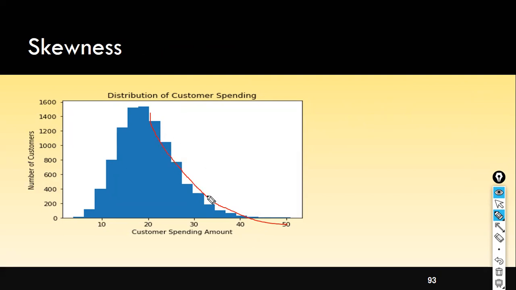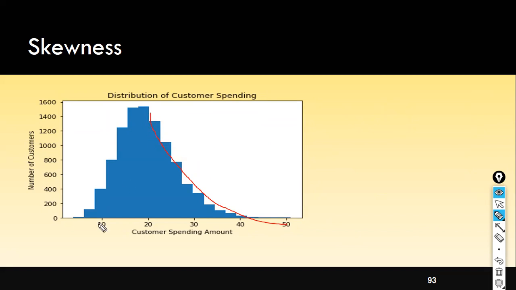On the right side, it is falling down. Like from here itself, it started falling down. It is tapering off. Since we can see a longer tail on the right side, we call it a positive skew. It is also known as what? Positive skew or right skew, right? Since we can find the longer tail on the right side of the peak, we call it a right skew. It is also called a positive skew.